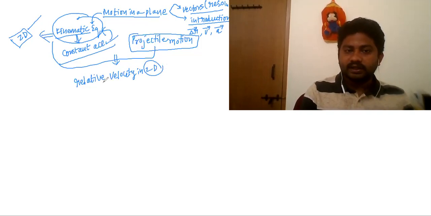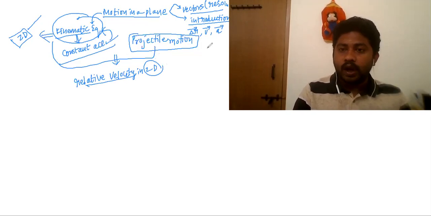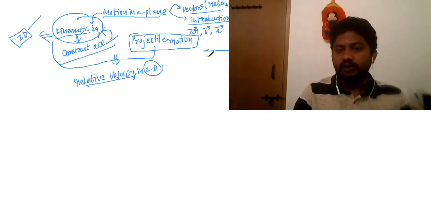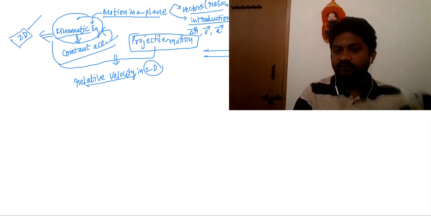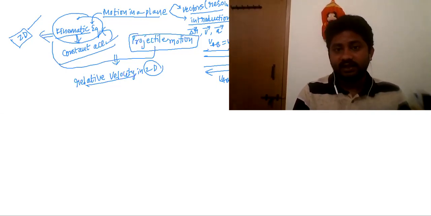Okay. So relative velocity in one dimension we have discussed. I hope you remember those things. When two bodies are moving in the same direction with some velocities, this is VA and this is VB, the relative velocity of A with respect to B will be VA minus VB. And when two bodies are moving in opposite directions, the relative velocity of A with respect to B is VA plus VB. So this is the basic thing about relative velocity in one dimension.